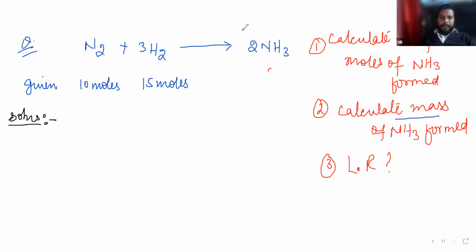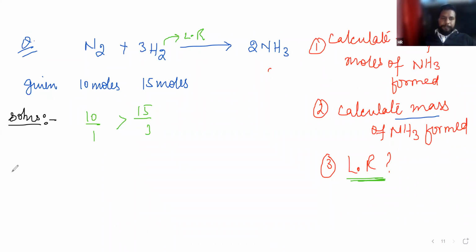Done, sir. Okay. Habiba, see, first we have to calculate which one is LR. Without knowing the LR, we cannot calculate the number of moles of NH3 accurately. So what I am going to do is find out which one is LR. Take the ratio 10/1 and 15/3. You can see this one is smaller, so it is LR. Now the whole reaction will proceed according to the limiting reagent.